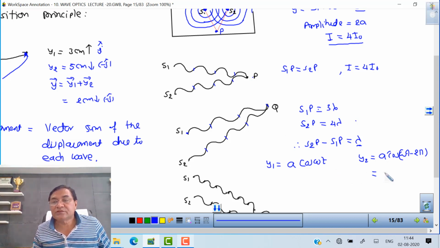So you know that this is nothing but A cos of omega t minus 2 pi, you can say cos of minus 2 pi minus omega t. And cos minus theta is equal to cos theta, so I can write A cos omega t. Again meaning is same. So y1 and y2 both are same.